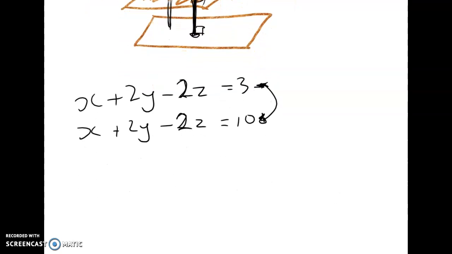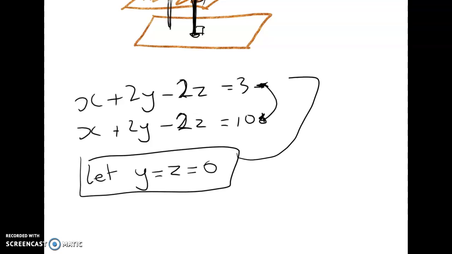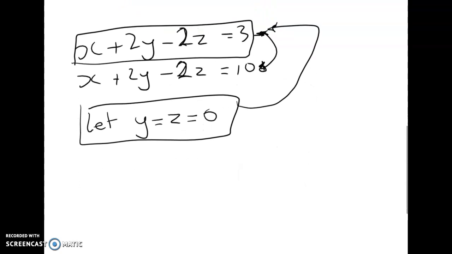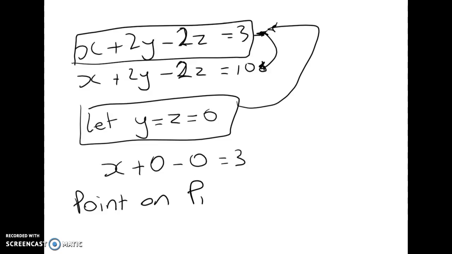Finding an arbitrary point is really easy because we're just going to choose to set two values equal to 0. In this case, I'm going to let y and z equal 0 and then see what the x value has to be for a point to lie on that plane. So we get x plus 0 minus 0 equals 3. So the point on P1 is 3, 0, 0. This one's P1 and this one's P2.